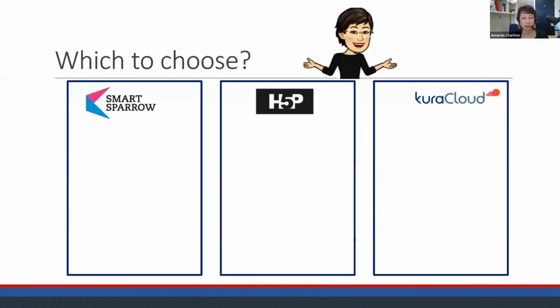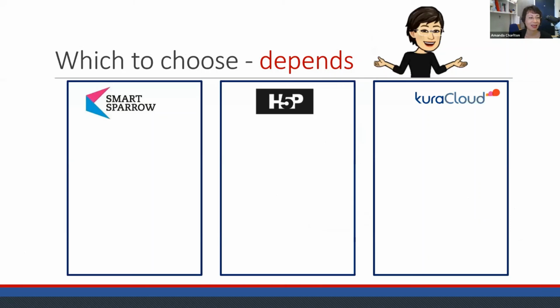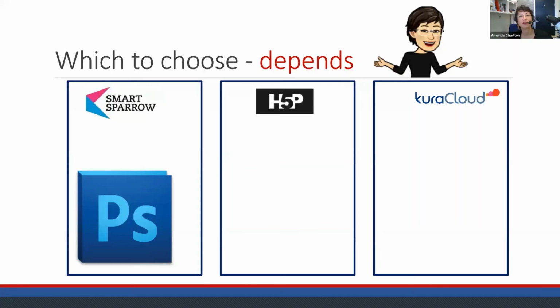So which one should you choose? Well, it depends, doesn't it? It's like a mix, like biological systems is a mix of DNA, of the software and the environment that we work in. So I'm going to use an analogy of graphic software to explain. So Smart Sparrow is like Photoshop. It's got sophisticated analytics and adaptivity and a stock image library, but it's complex and time consuming.